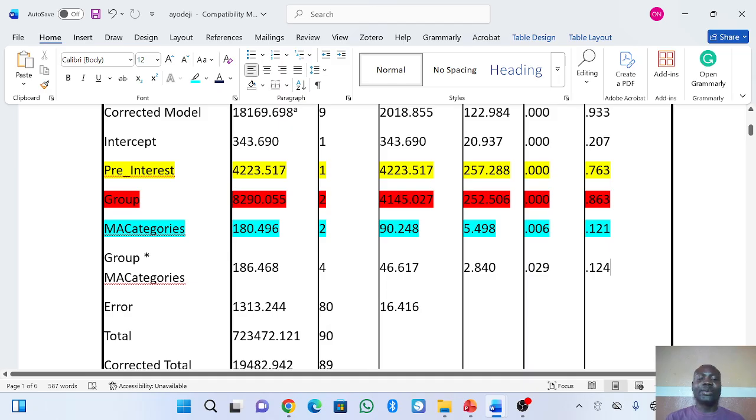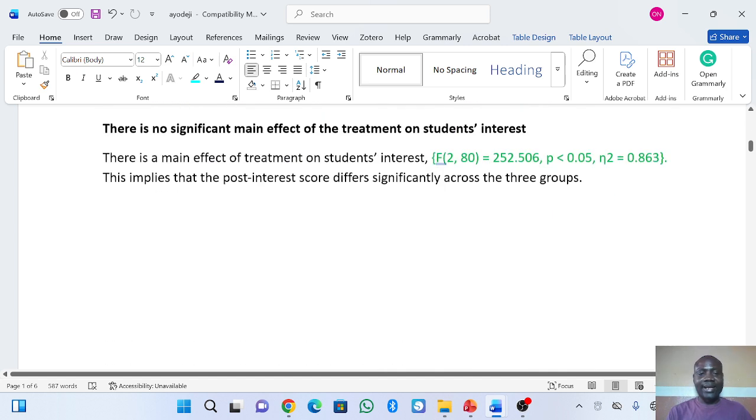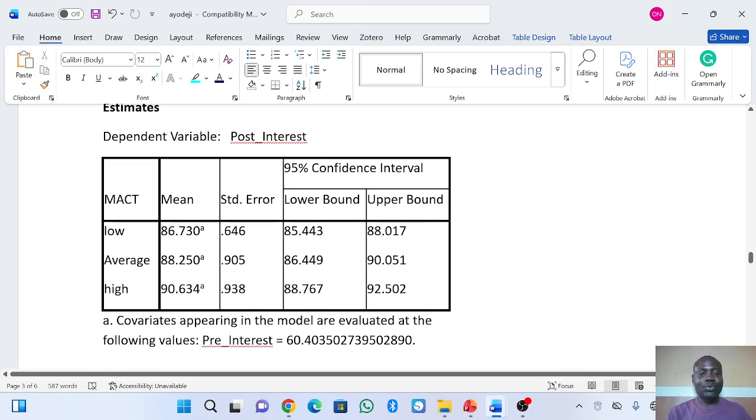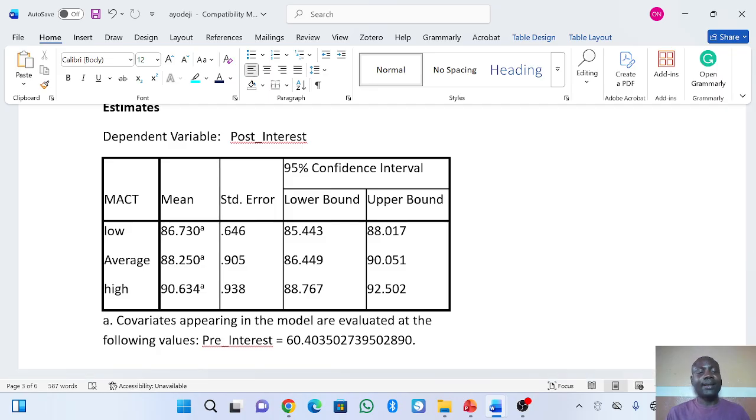So what this is telling us is that the mental ability category of these learners also has effects, and just the same explanation, we need to first consider the mean. Look at these learners with high mental ability, they had 90.634. Those with average mental ability, they had 88.250. And those with low mental ability, they had 86.730. So the point is that the three mental ability levels have a significant main effect.